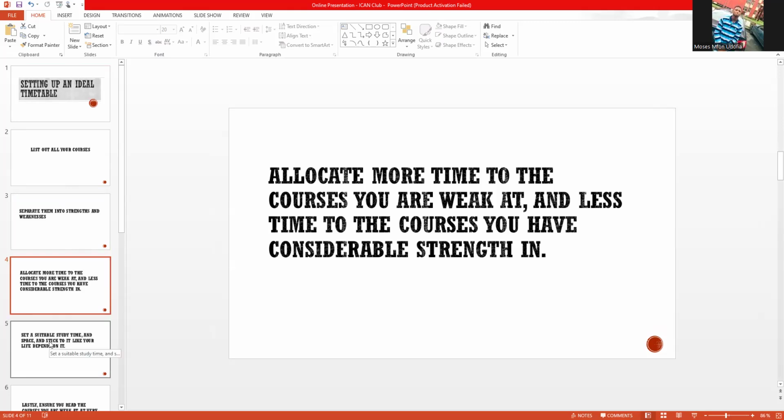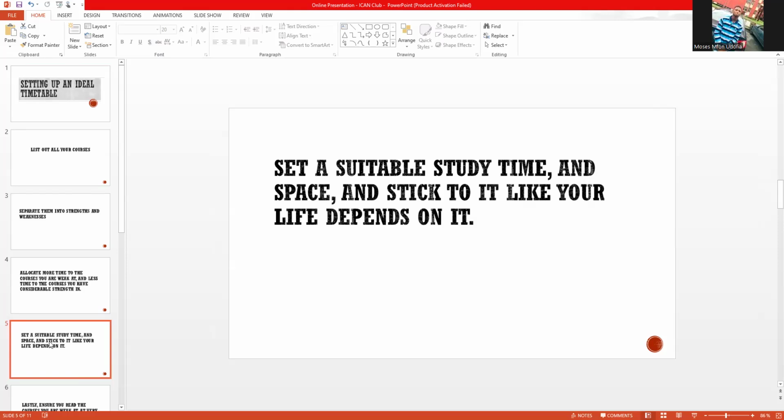Now, the next thing I would want you to do is set up a suitable study time, a time that is very favorable for you. And not just a time, set up a study space. For instance, I like reading in my room. The moment somebody asks me to come out, let's go for night class, to go outside my space to read, I find it very, very distracting. I tend not to assimilate as much as I do when I'm studying in my room, in my space. I think I've gotten acclimatized to that space and I tend to assimilate more there.